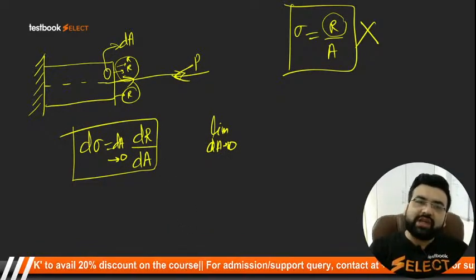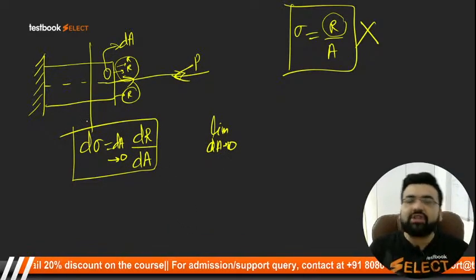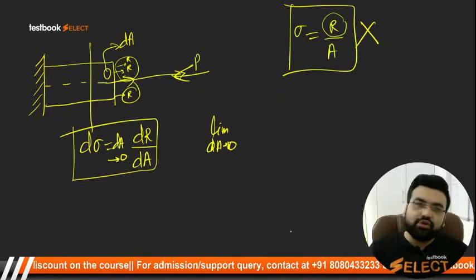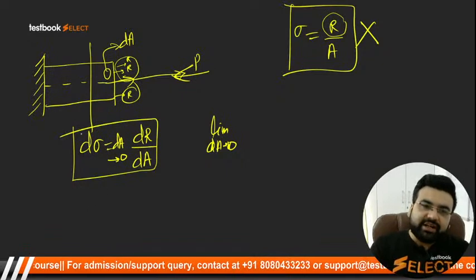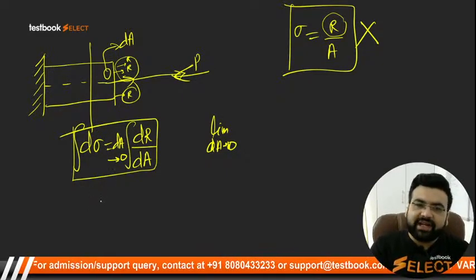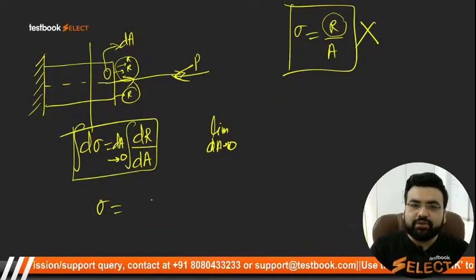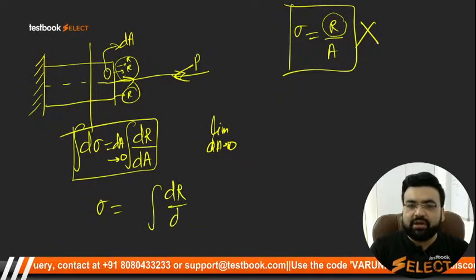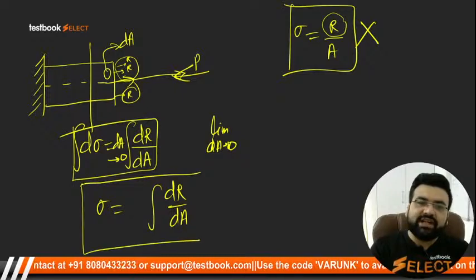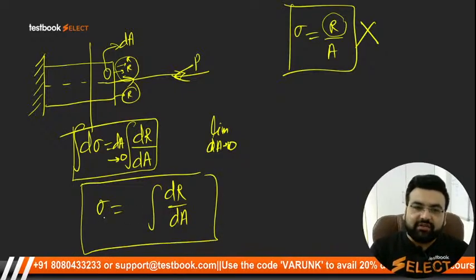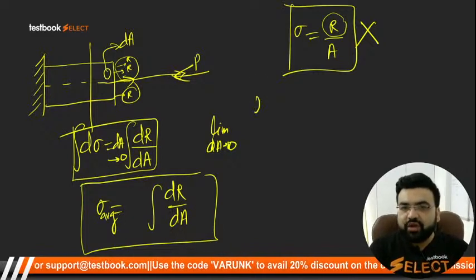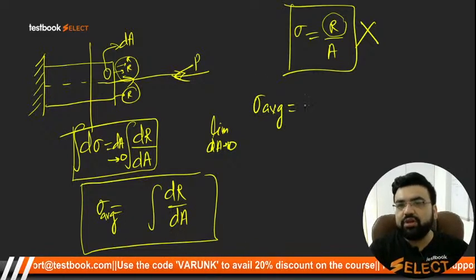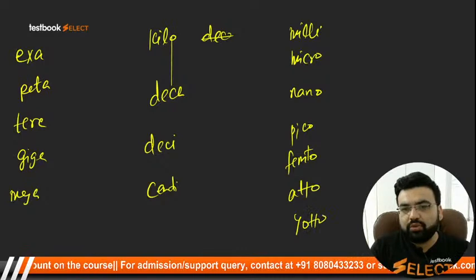But students, you want to calculate the stress for the whole cross section area. What will you do? From mathematics, I can integrate it. If you integrate it, you will get sigma equal to the integration of dP upon dA. And if you do the integration, students, what do we get here? We get the average stress. That is the average stress, which becomes equal to the resisting force upon the area.